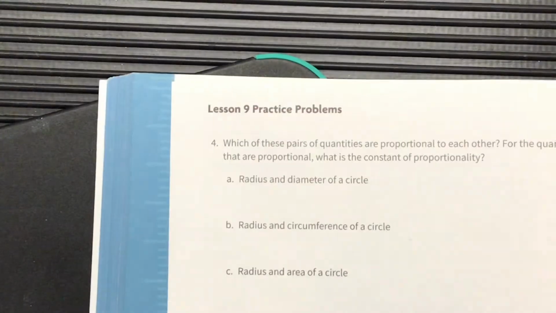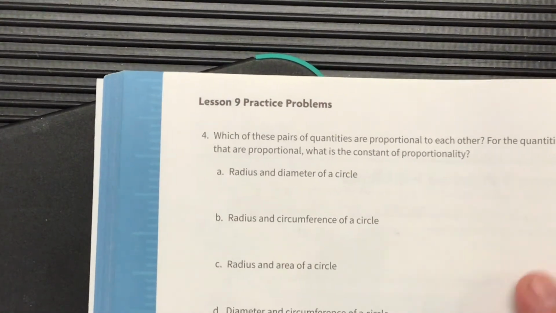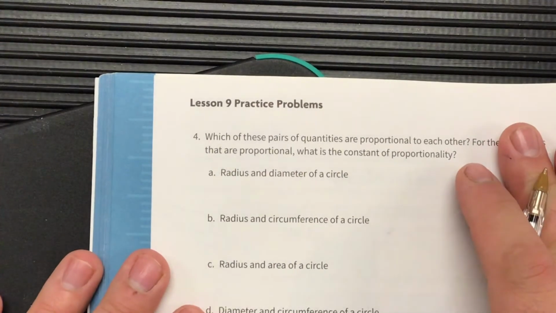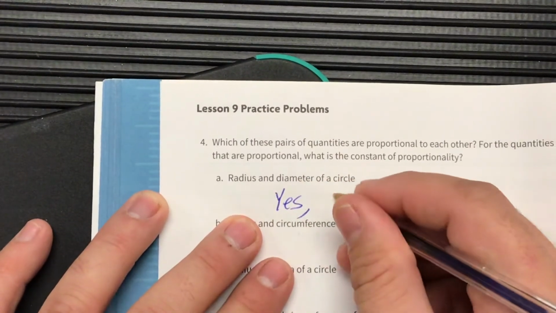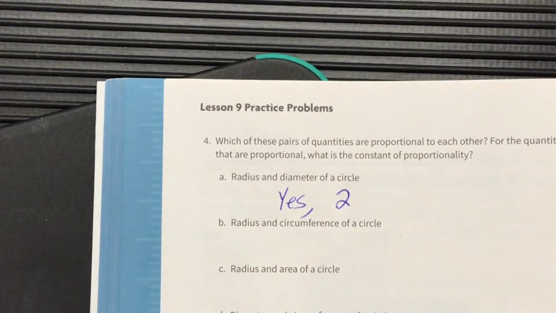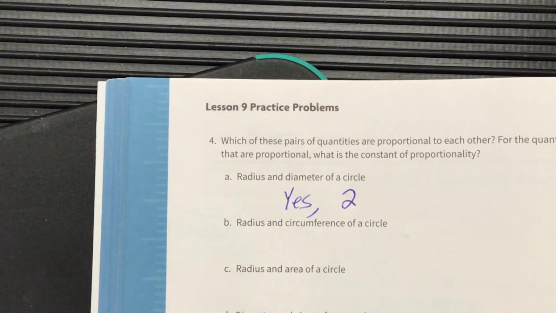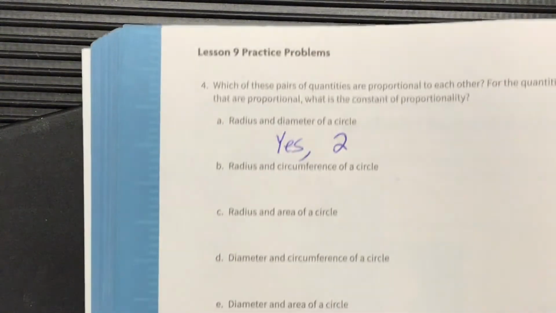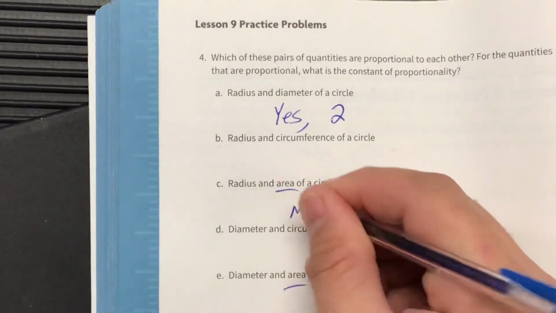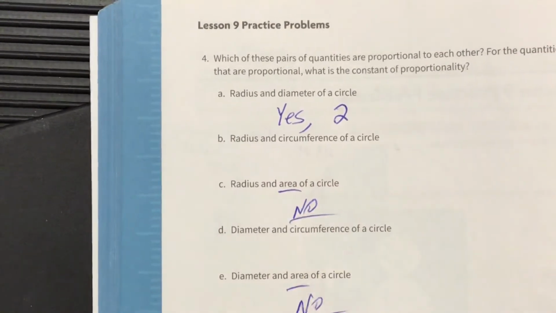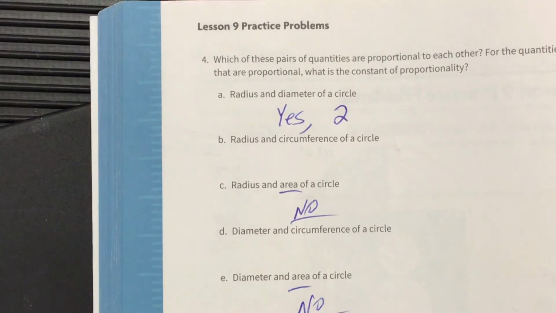Question 4. Did we do letter A yesterday? Yes? All right, so that one was yes, it is proportional. And the constant was 2 or 1/2, depending on if you go from radius to diameter, diameter to radius. 2 of them, hopefully you could say no to, right? Anytime you see area, you should already know that is not proportional. And those are the ones that make the curves.